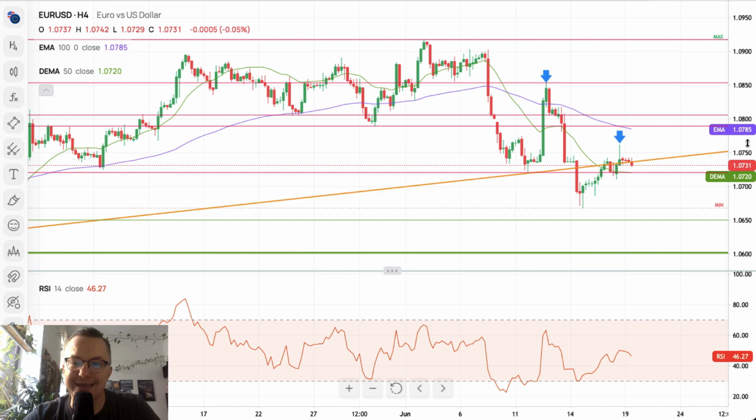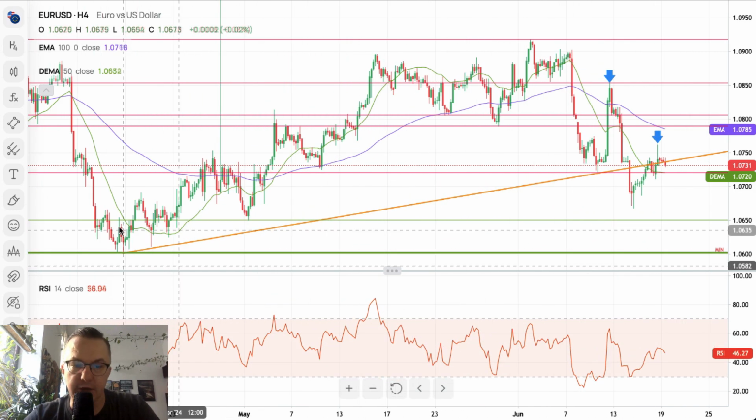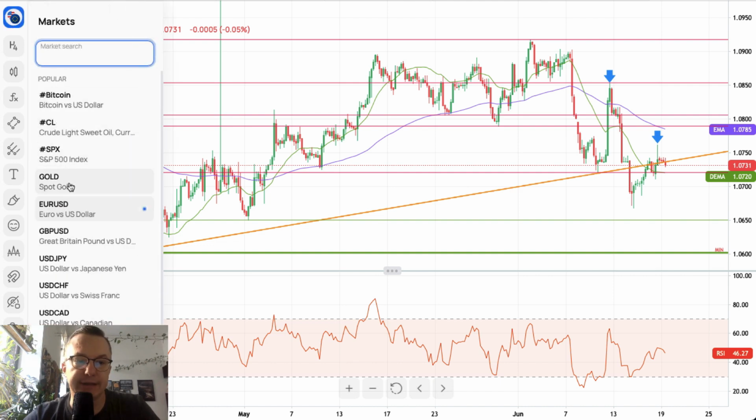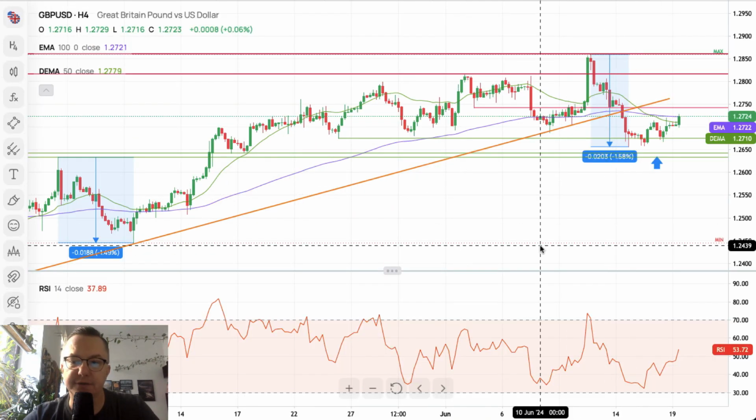It's almost certain. Next target in that situation, 1.0648, and then eventually the swing low. Let me just show you the swing low. There you go, the swing low at 1.06. So that's the situation for the euro dollar. It looks bearish. Let's find out what's going on with pound because of the data.